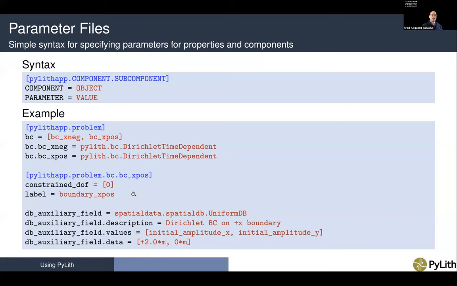And then I have my auxiliary field. For a Dirichlet boundary condition, the auxiliary field provides the constraints or values of that boundary condition. That's the displacements. In this case, I'm just specifying the amplitude. And so there's no time dependence. So we call that initial amplitude, the two X components. And so I'm specifying an X component of +2 meters. So I would specify an X displacement of +2 meters on the X degree of freedom. And I don't constrain the Y degree of freedom, but in terms of where the information is coming from, my auxiliary field actually has to specify both components, but this Y component is not being used.